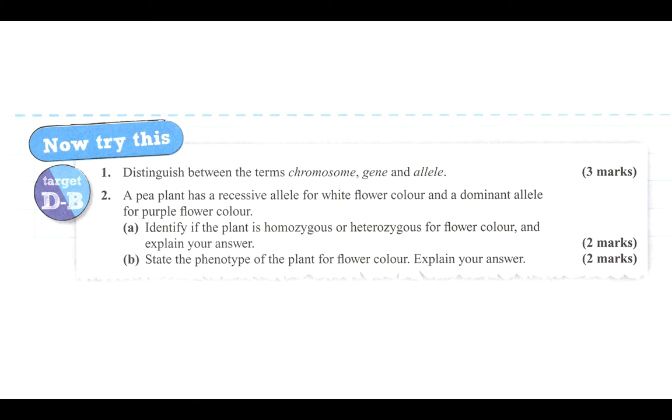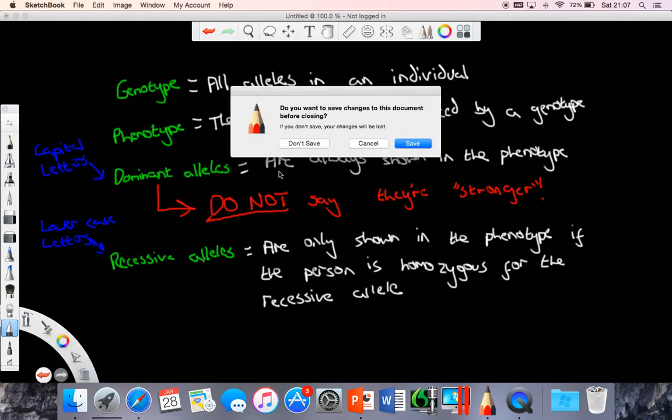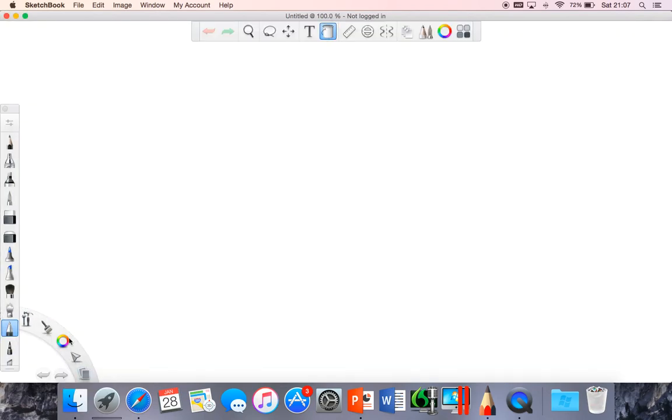Final section, where we need to think about something called a Punnett square. A Punnett square. Okay? So, this is spelt as such, a Punnett square.